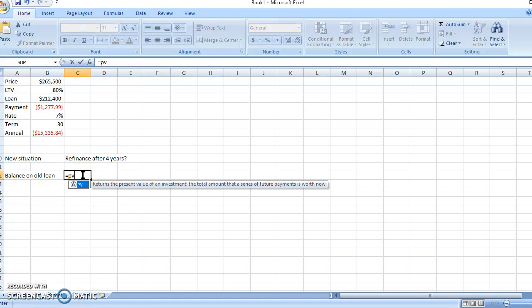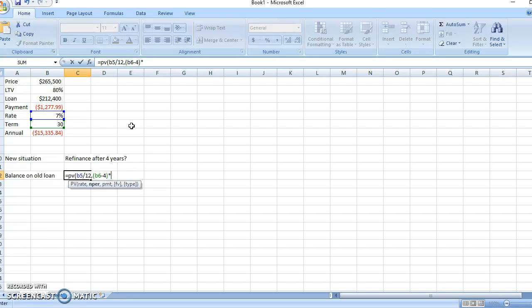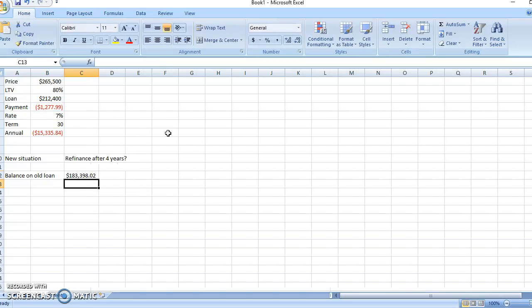And it's going to be the present value of a rate, so that divided by 12. And then we're going to put this in parentheses because we're going to subtract and also multiply. We're going to do the term, and then we're subtracting it by 4 years because that's how many years we've already done payments and everything. And then we're multiplying by 12. And then we also want to make sure we include the payment that we have been doing, B4, and there is the balance on our old loan.